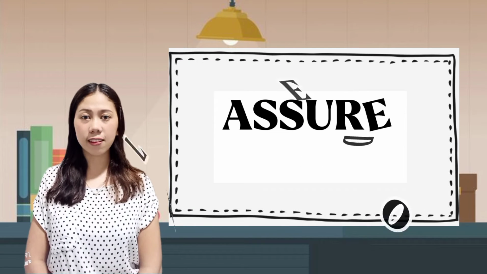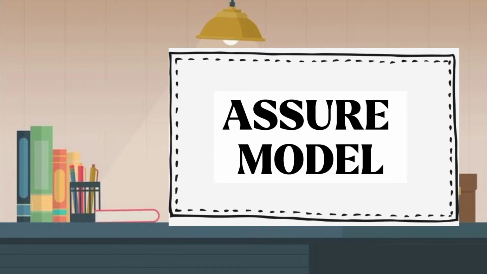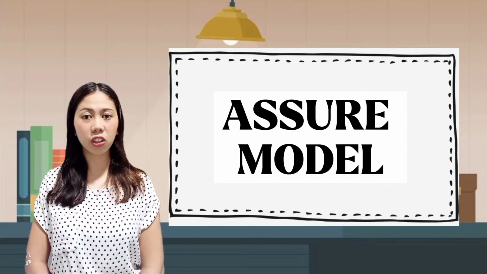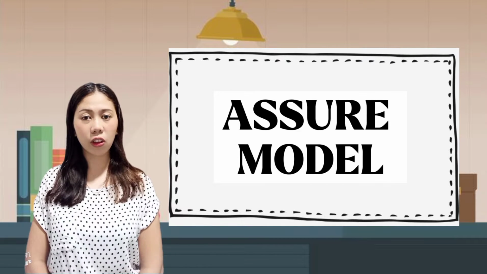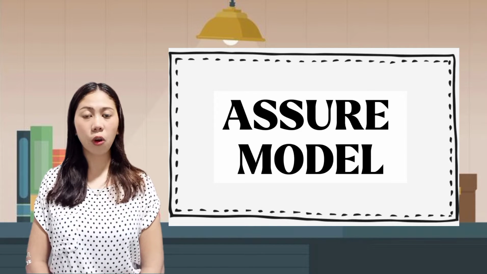The ASSURE model has 6 steps, each represented by a letter in the acronym title. Each step describes a set of tasks essential to the selection and use of educational technology. The ASSURE model stands for these important components.